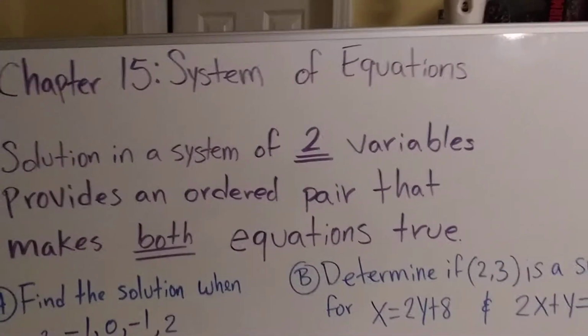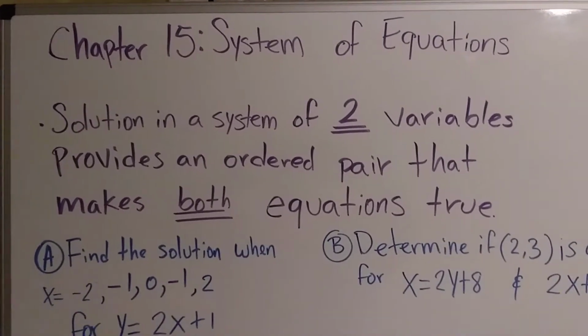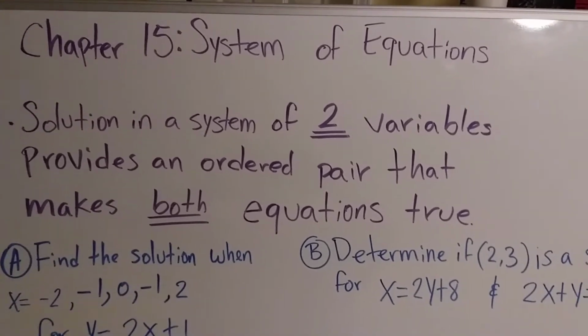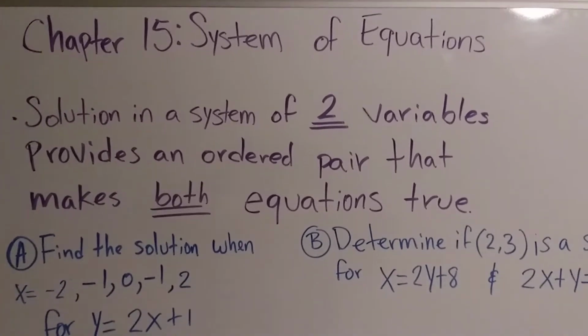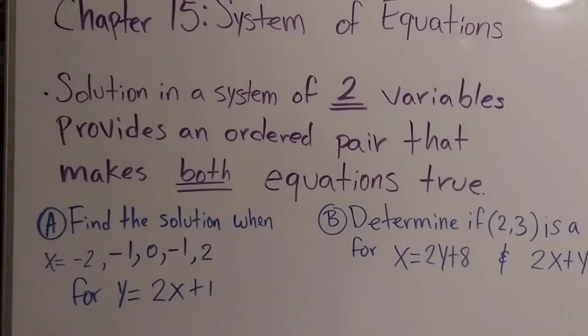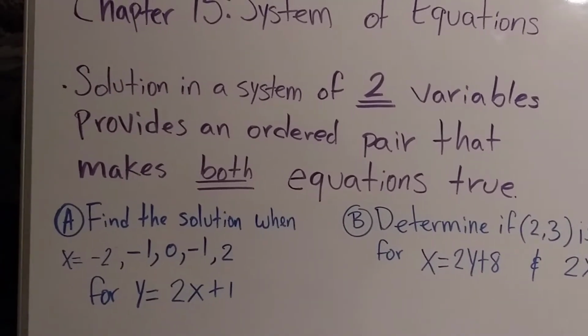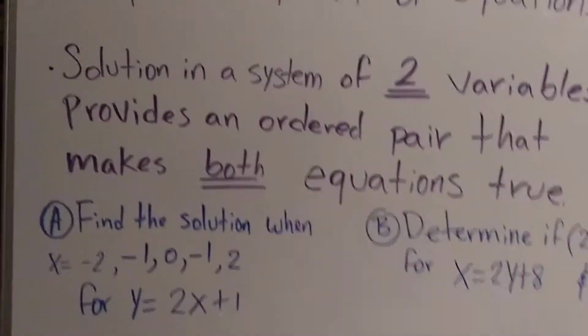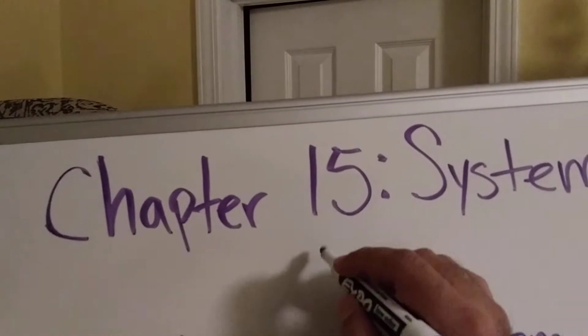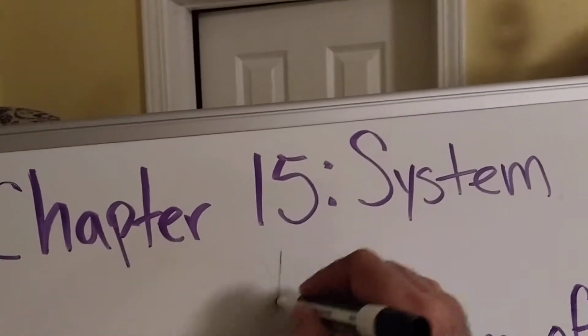Okay, class. So today we're going to be looking at chapter 15. As you can see, chapter 15 is labeled the system of equations. And just to review a little bit, we're going to be revisiting the linear equation format. If you recall, that's the type of equation that's y equals mx plus b.